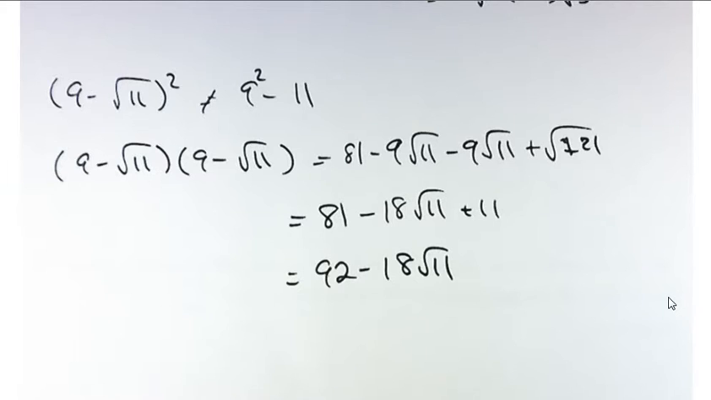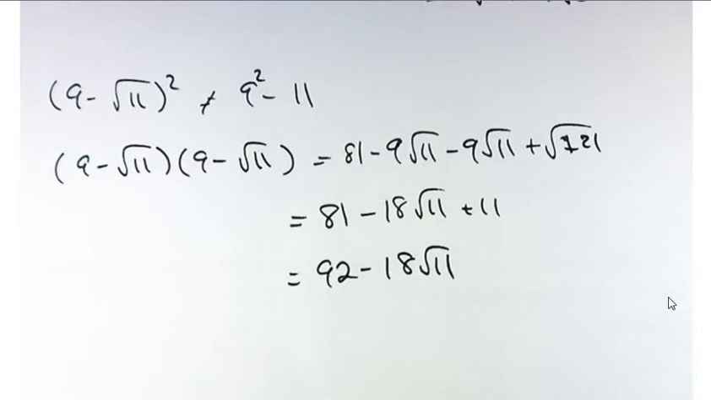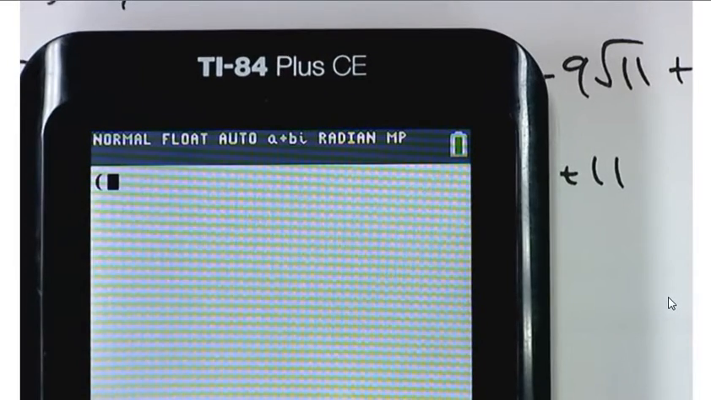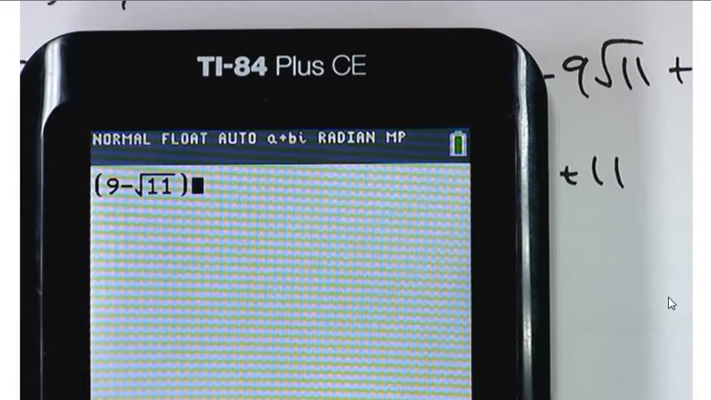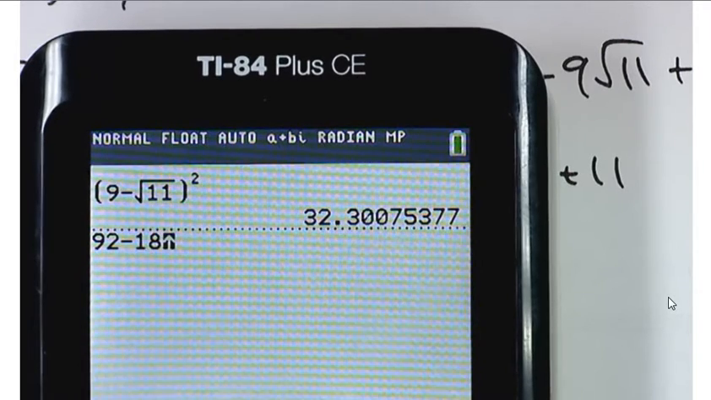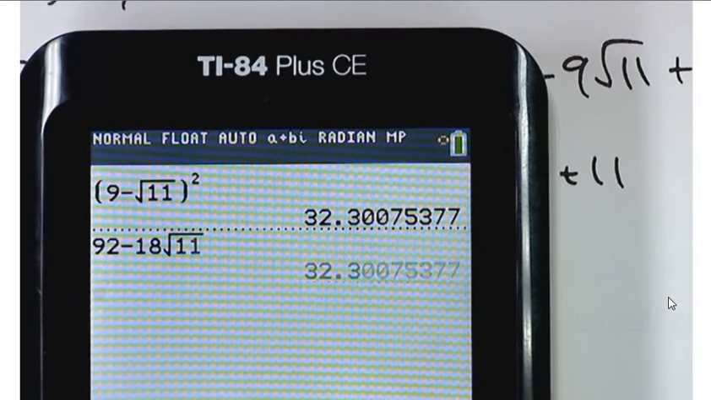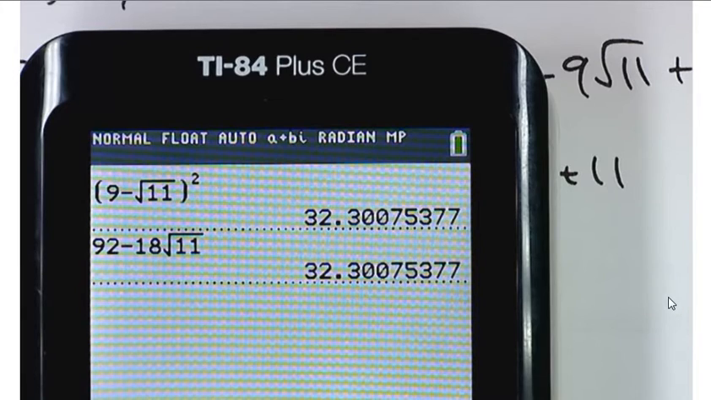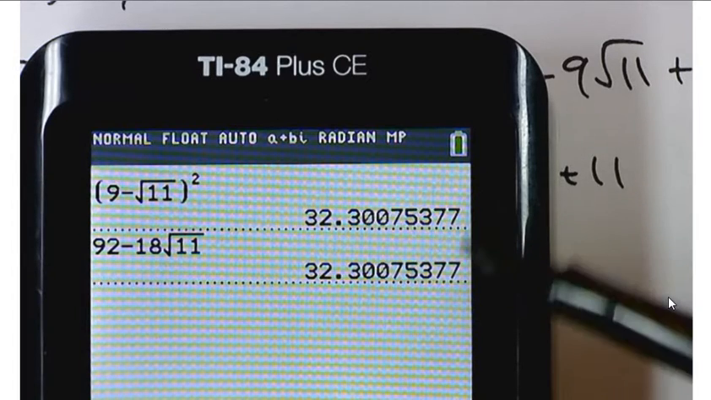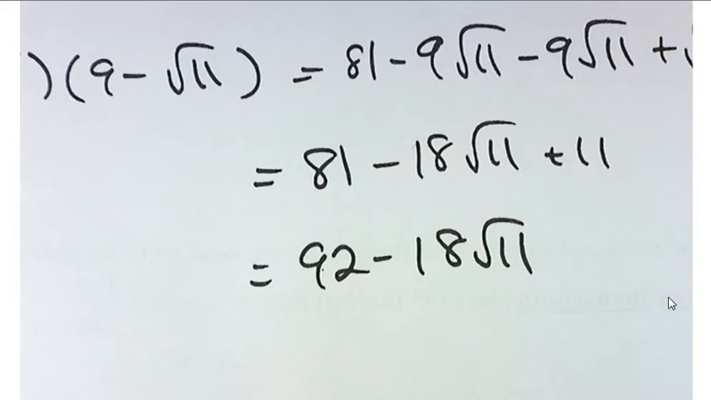All right. 92 minus 18 square roots of 11. If you compare these on a calculator, their decimal values should be the same. So 9 minus the square root of 11 squared, and 92 minus 18 square roots of 11. Identical. So on the test, I will not accept this as an answer, but it's good to double check your work. I mean, there's nothing wrong. You can know that you got these things right before you hand in the exam.